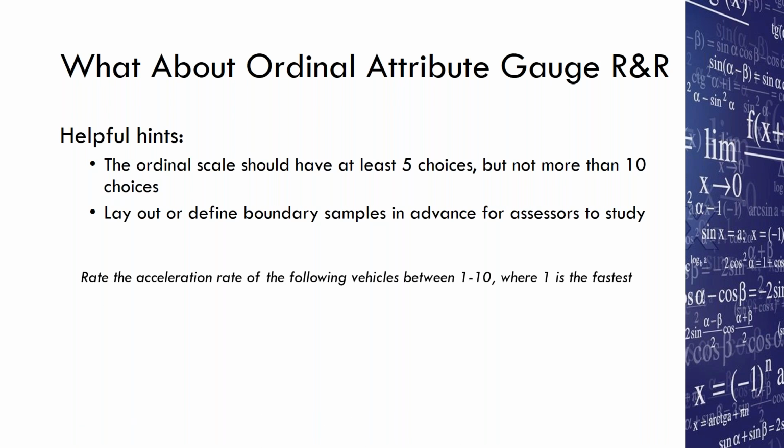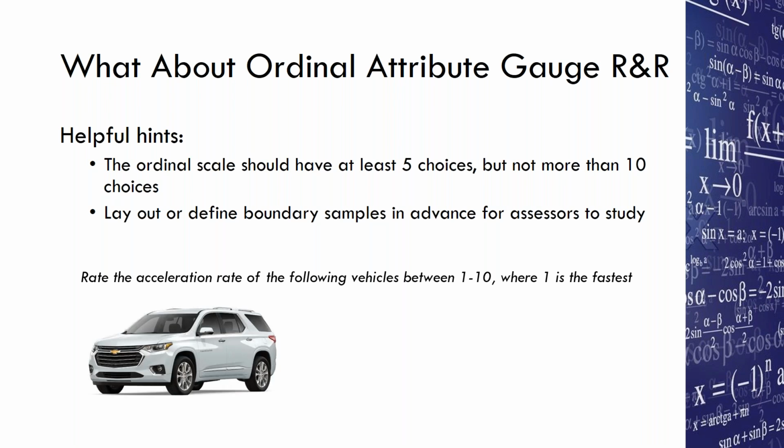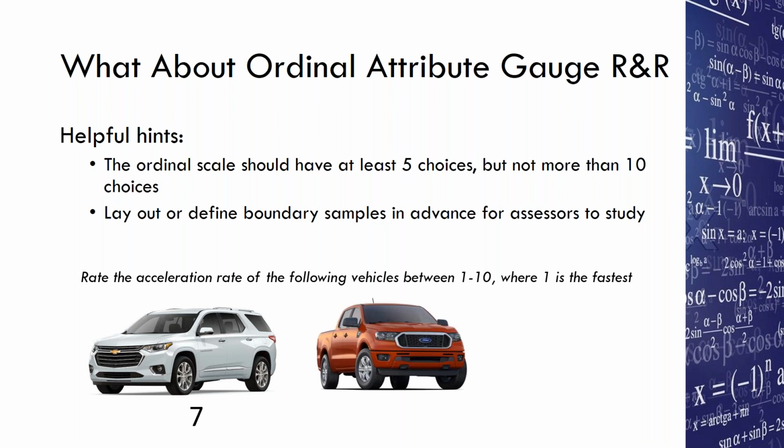If I were to ask you, for instance, to rate the acceleration rate of the following vehicles between 1 and 10, where 1 is the fastest. And the first vehicle I show you is this Chevy Traverse. You go, well, okay, that's not a very fast vehicle. The base engine doesn't offer a turbo or anything like that. It's just an inline 4. It's relatively slow, so I'm going to rate that one a 7. Then I show you a second vehicle, which is the 2019 Ford Ranger. You say, oh, I've read about this truck. It's got a turbo 4, which is the same engine as in the base Mustang, but it's a little heavy, so it's not going to be the fastest, but it's definitely faster than that Traverse, so I'm going to rate that one a 4.